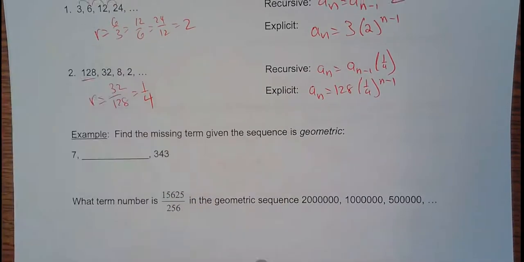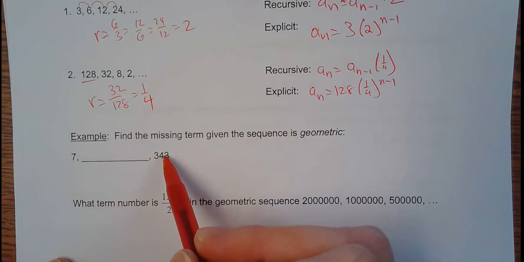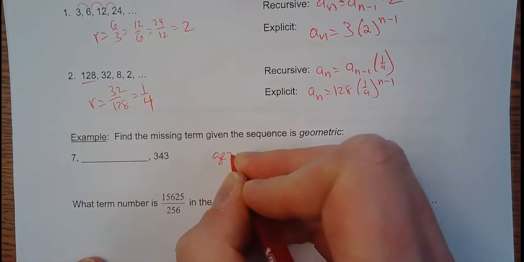This answer is going to be closer to 7 than it is to 343. Because as you're multiplying, remember that the jumps get bigger. So the jump from 7 to this number is smaller than the jump from this number to 343. Well, what we do is, again, this is called the geometric mean.